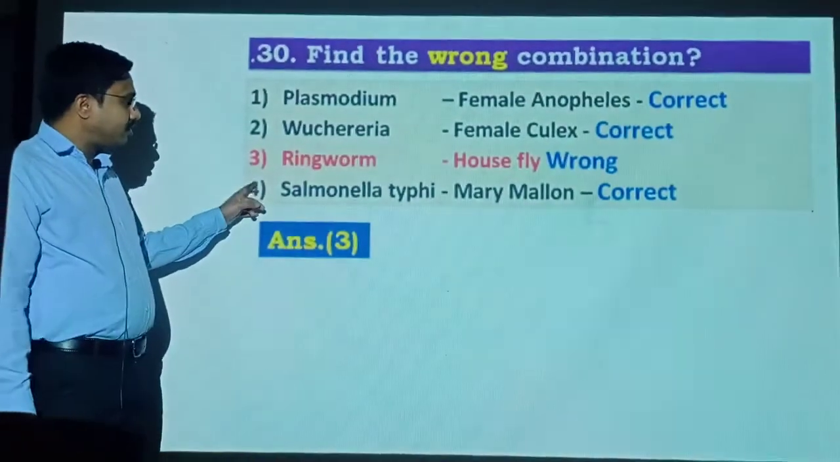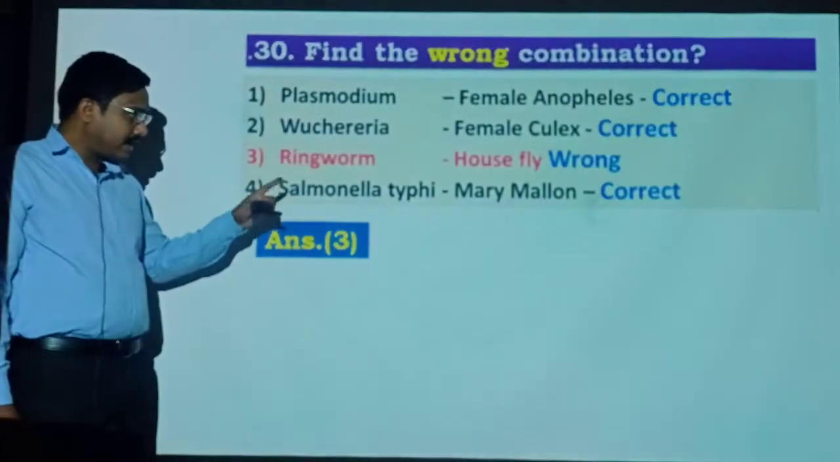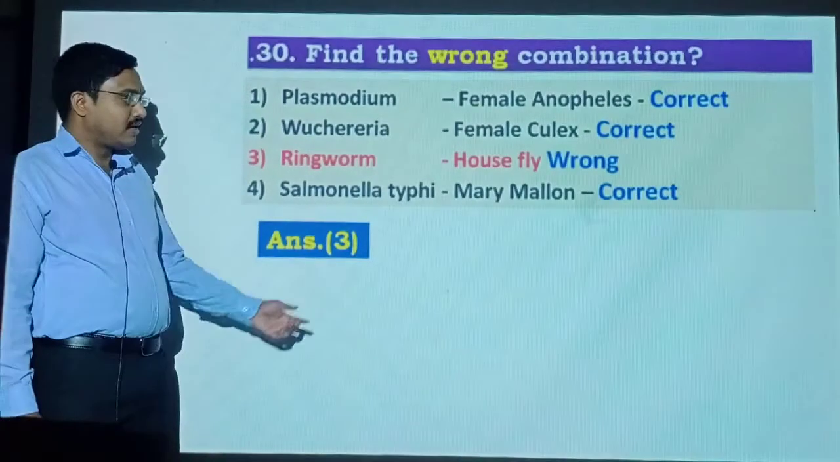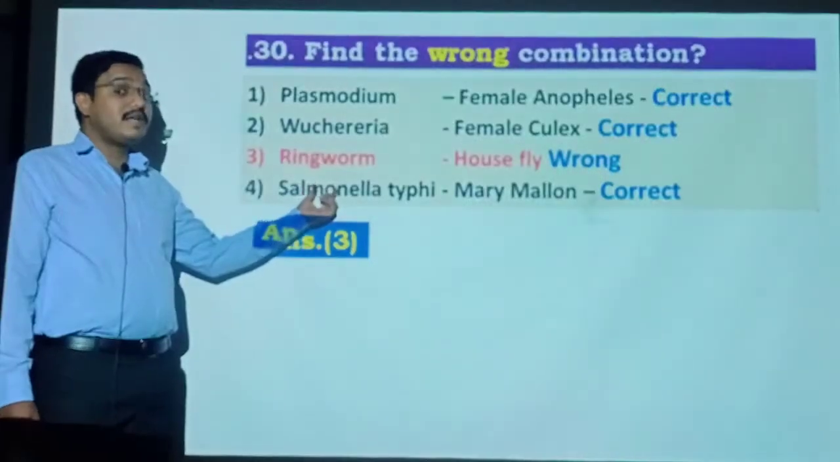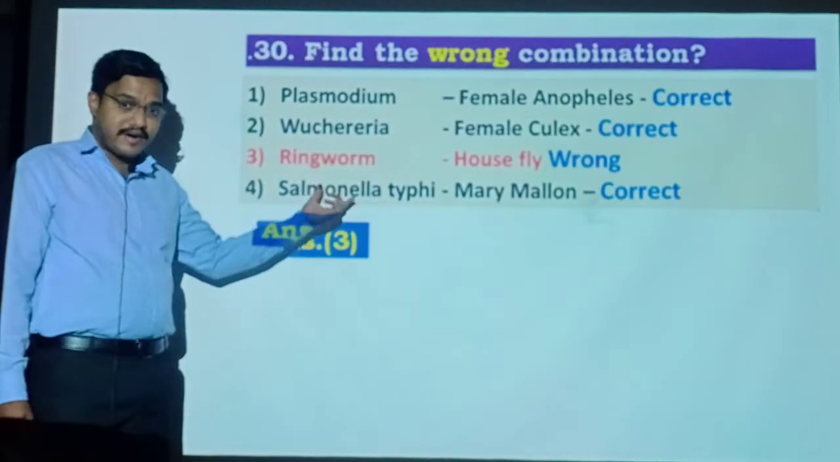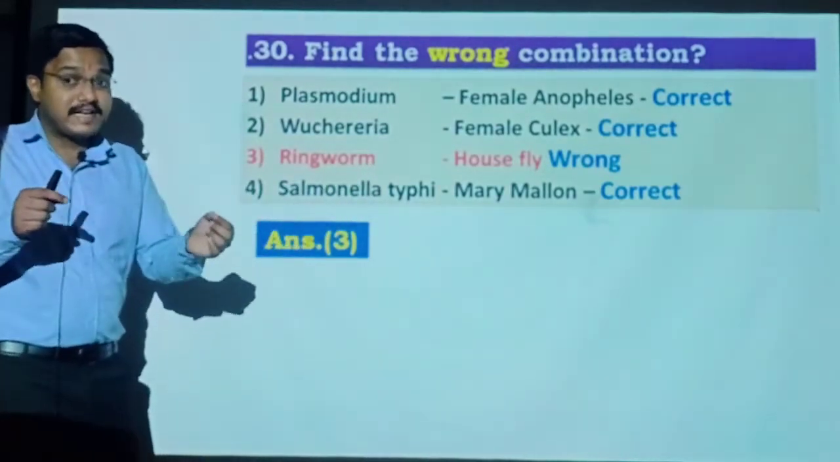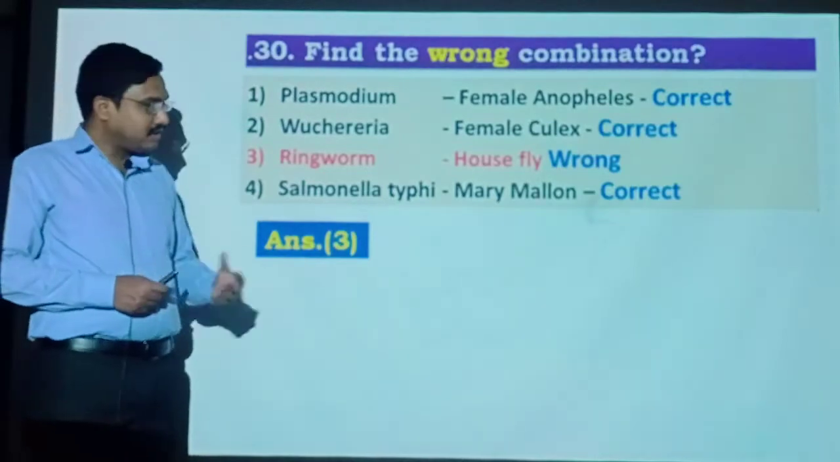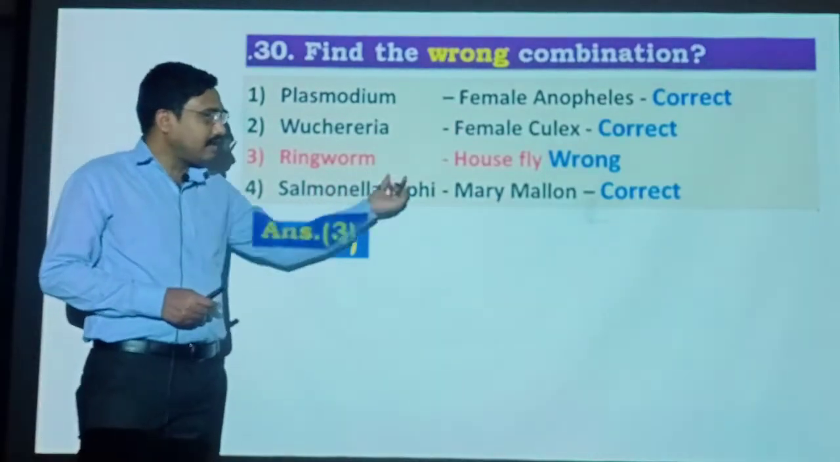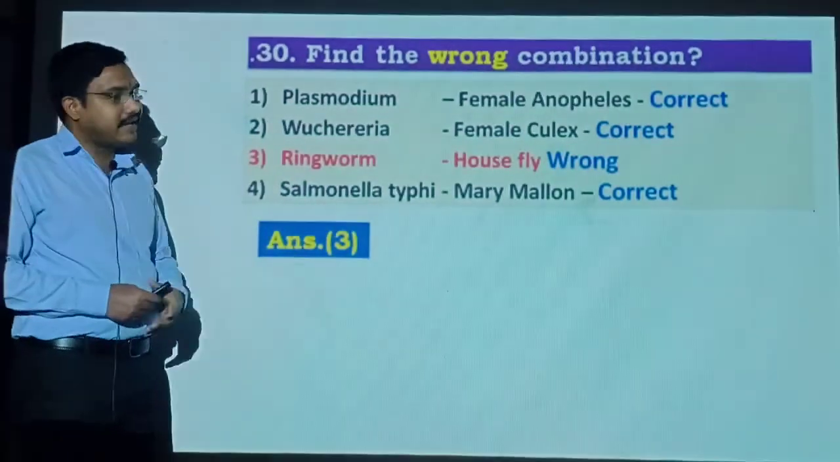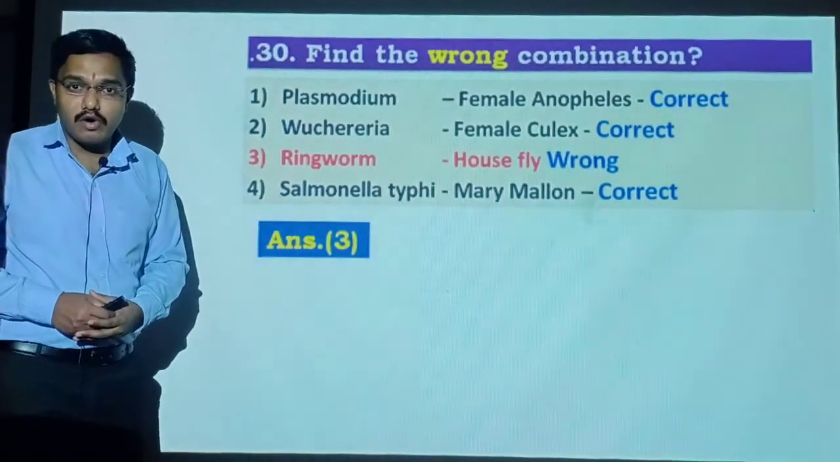If we go for option 4, Salmonella typhi, Mary Mallon. Yes, Salmonella typhi causes typhoid. Mary Mallon is regarded as a typhoid carrier. So that's why this is the correct combination. Right answer is option 3. That is the wrong combination.